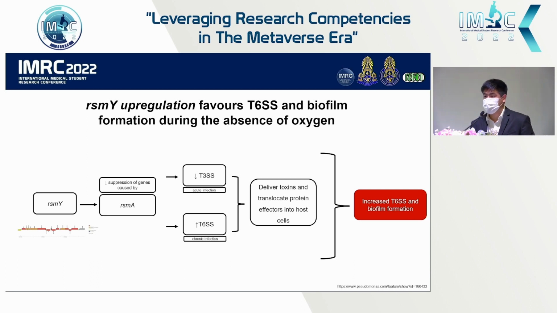So RSMY functions to decrease the production of RSMA, which represses the production of T6SS and increases the T3SS, which is an acute infection phenotype. So with the upregulation of RSMY, there's a decrease in RSMA and consequently a decrease in the suppression of genes caused by RSMA. So it increases the T6SS and biofilm formation altogether.